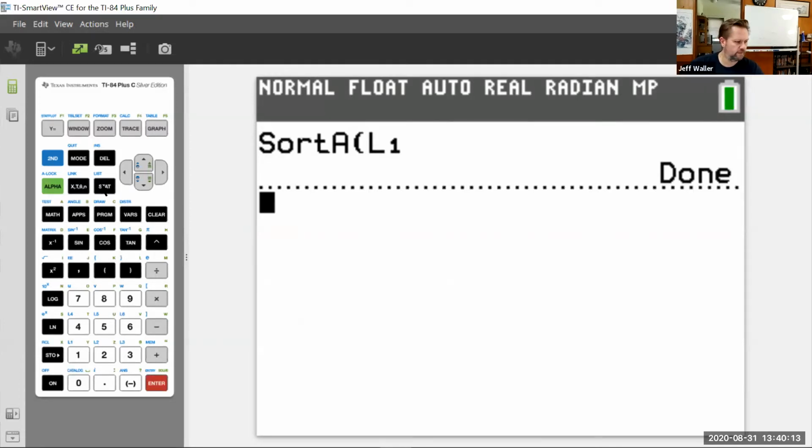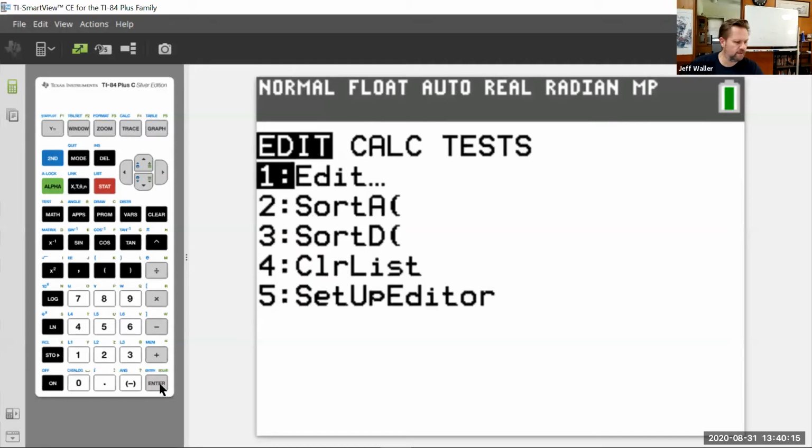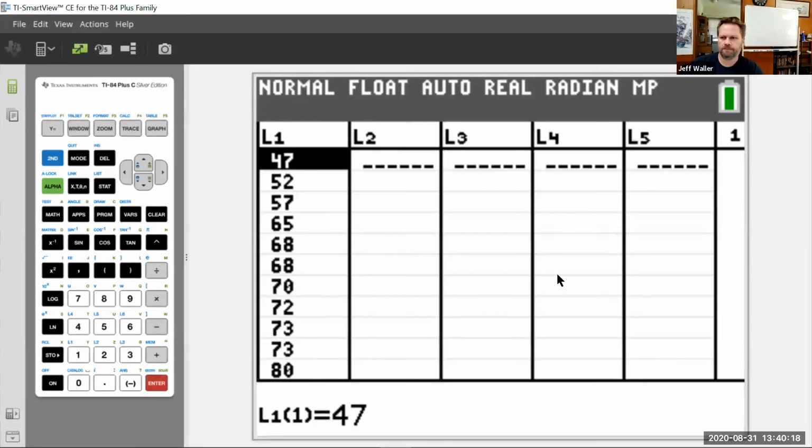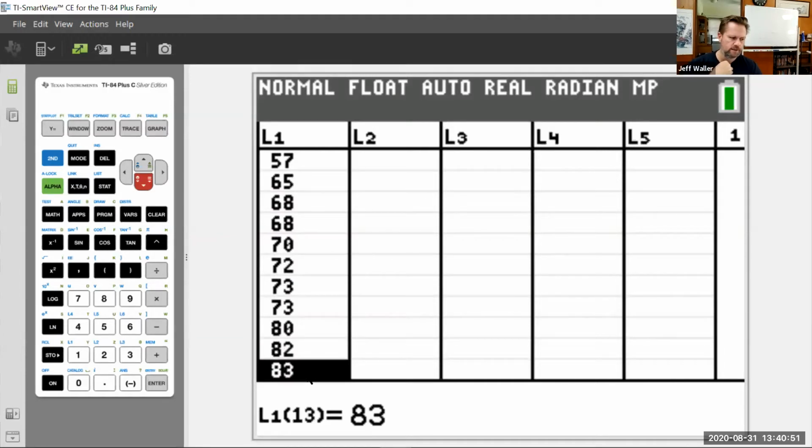That's, who cares, Jeff. So if I go back to stat, edit, now it should all be in order. Everybody with me? So if you don't have a calculator, go ahead and copy these down because now they're in order. That's a nice way to get them in order. That's really all you need the calculator for at first here, is to get these suckers in order.